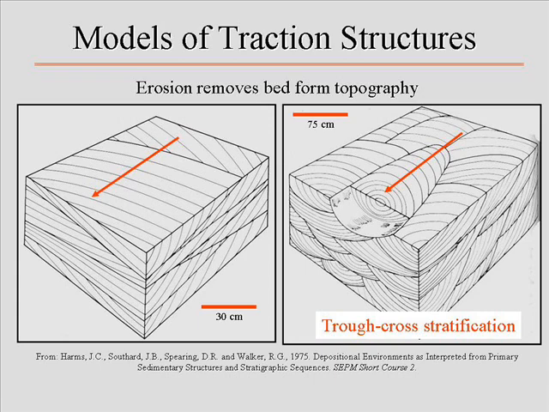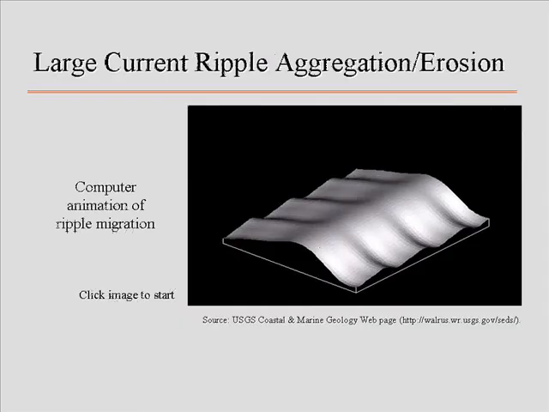Now this is one of those difficult things to visualize unless you can actually see it happening. So if all goes as planned, I'll be able to show you it actually happening. This is one of those computer animation model thingies. Okay, so what this is going to show you is how a mega ripple migrates, builds up over time, and then what happens when you erode the top of it off. Okay, so click to start. All right, here we go.